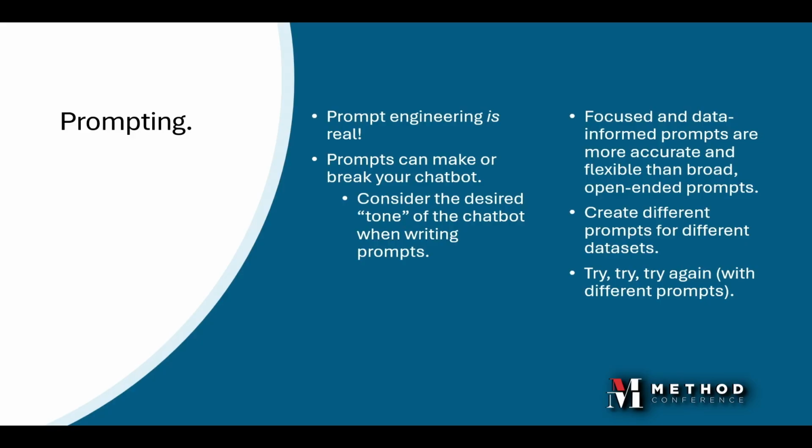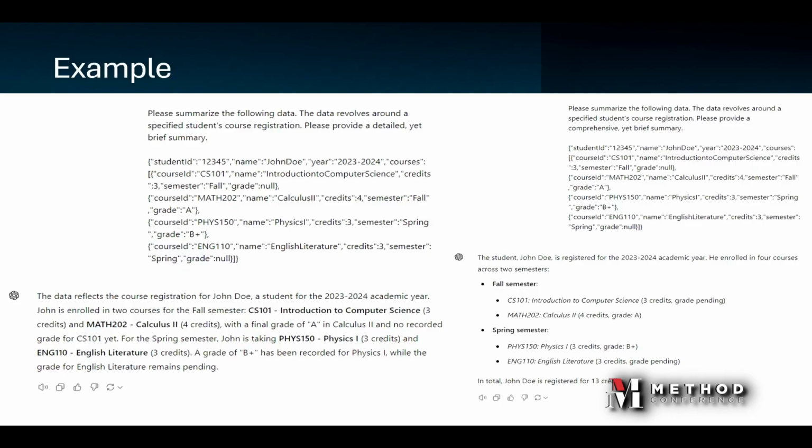It's literally just try it until it works, try it until it works, try it until it works. This doesn't work, try this, try that. Just keep playing around with it. Here's an example. I have some more JSON data, and I said, please summarize the following data. This revolves around a specified student's course registration, provide a detailed yet brief summary.